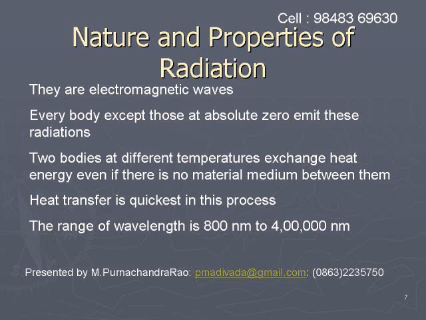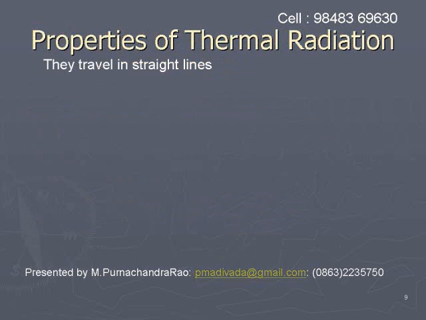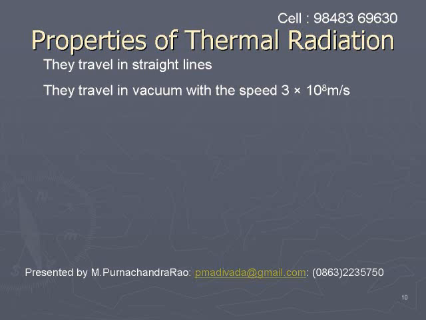The range of wavelength is about 800 nanometers to 4 lakh nanometers. These waves are generated by the vibration of charged particles. Since heat radiation is also electromagnetic waves, their properties are nothing but those of electromagnetic waves.